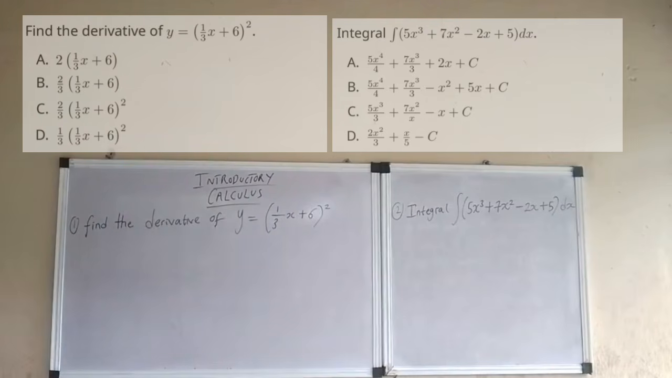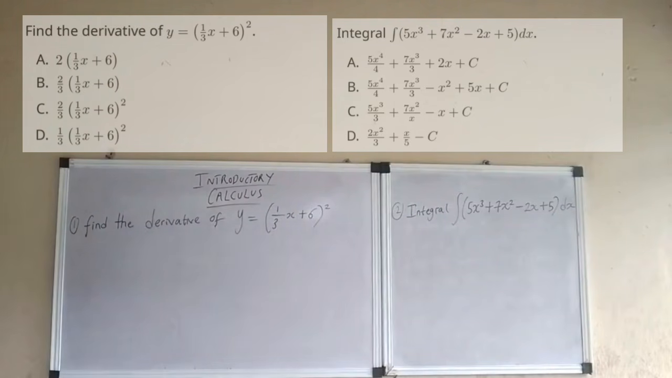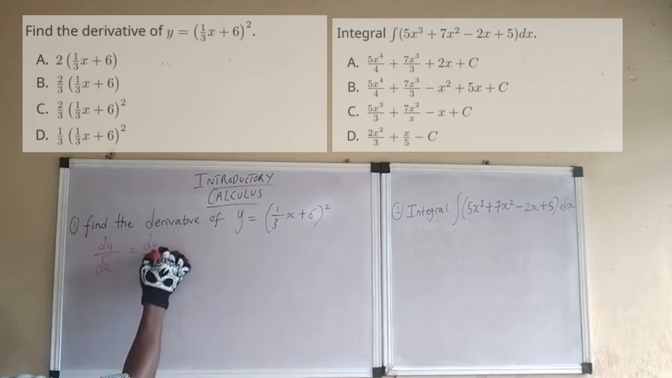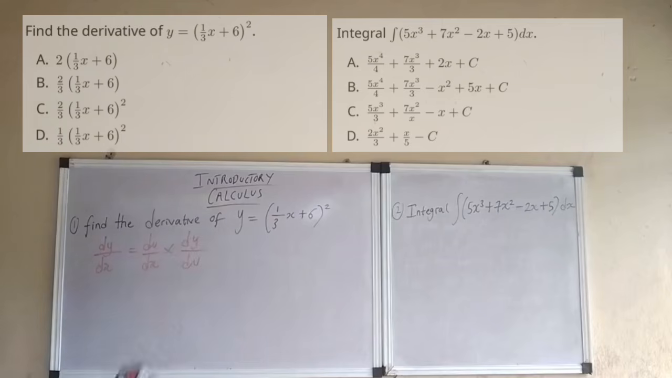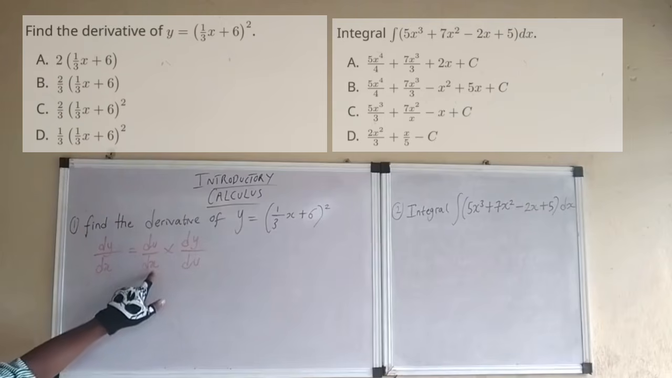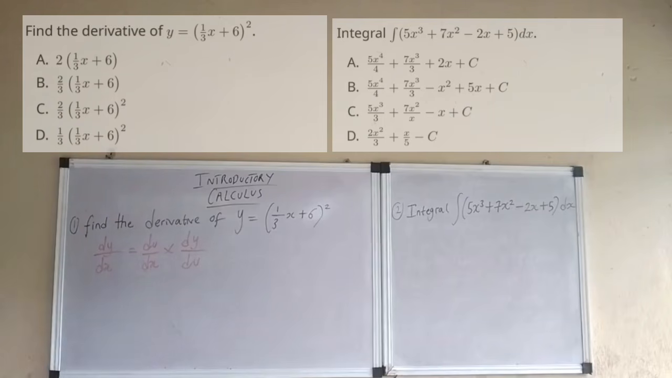So starting with chain rule, we are going to represent what we have in the bracket as u. But first of all, what's the formula for chain rule? The formula for chain rule is given as dy over dx equals du over dx times dy over du. So what this means is that for us to get the derivative of y, which is dy over dx, we need to first find the du over dx, then find dy over du.